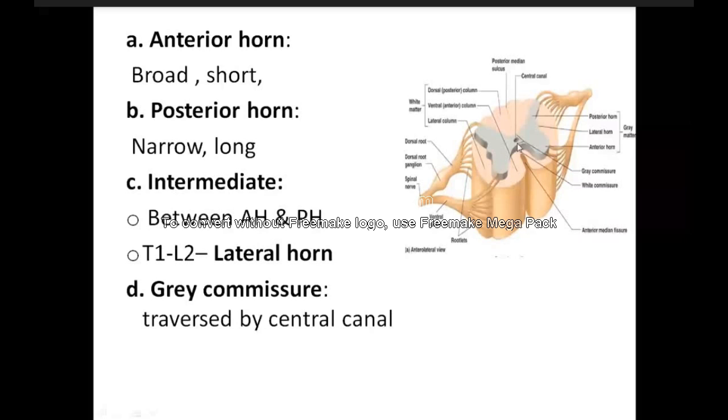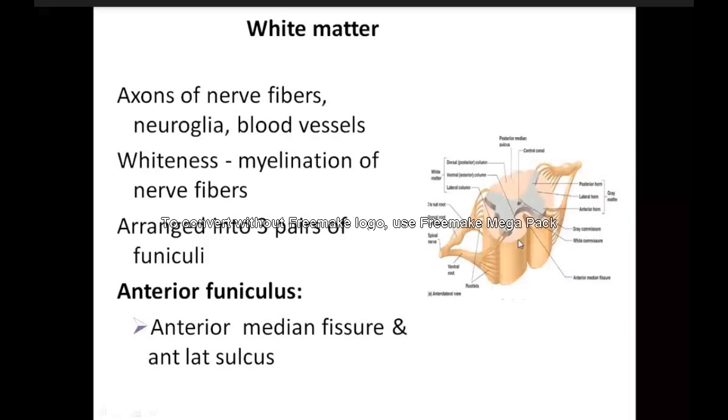Now come to white matter. The surrounding part, the periphery, is the white matter, and this white is due to myelination of the nerve fibers. White matter mainly consists of the funiculi. There is the anterior funiculus, in the anterior region. Concentrate only on white matter here.